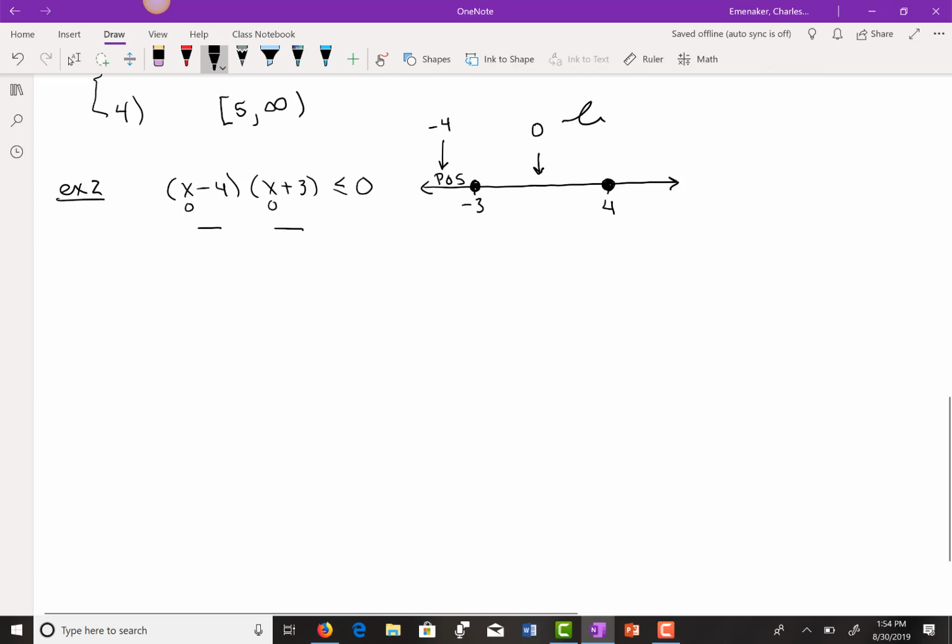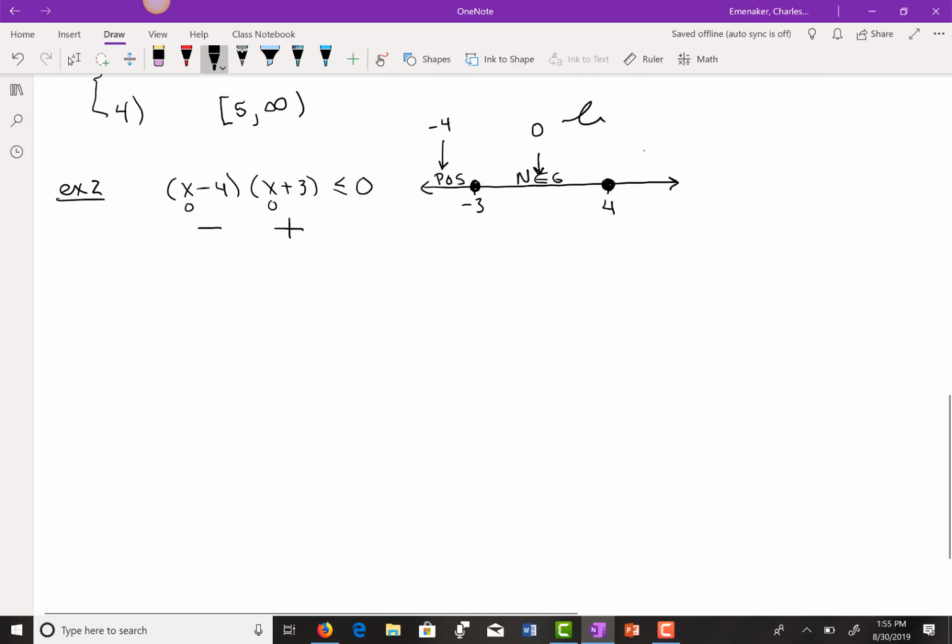the first factor is going to be 0 minus 4, which is negative. The second factor is going to be 0 plus 3, which is positive. Now you're going to have a positive and a negative multiplied together. What do you get there? Oh, wow. So that means everything in this region is negative.